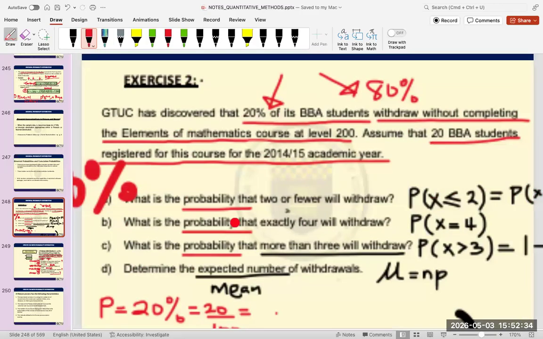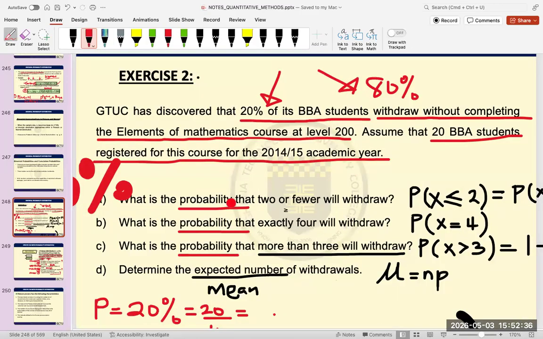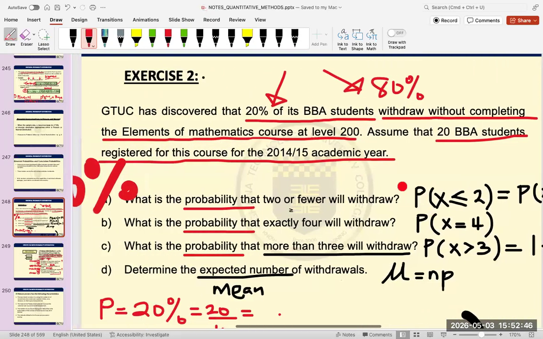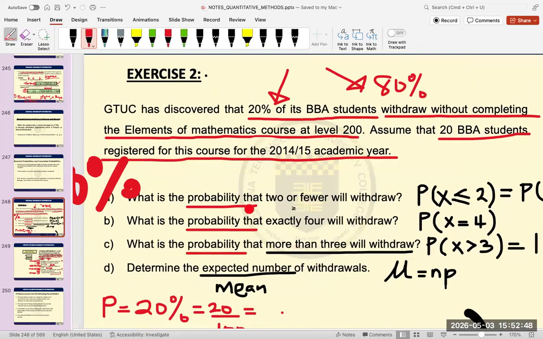Interpretation. It means that the chances that two or fewer people will withdraw is 20.7%. That is what it means. It is a low chance. So it means that two or fewer people may not withdraw because the chances are low. That's the first one we have done.